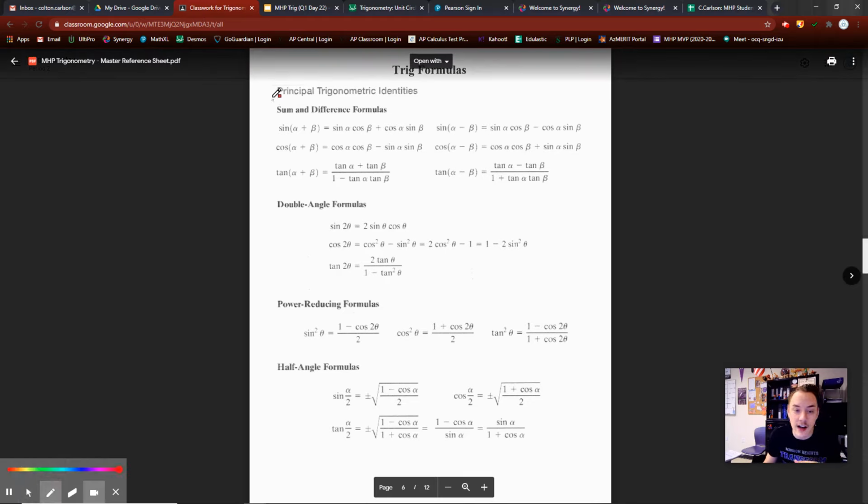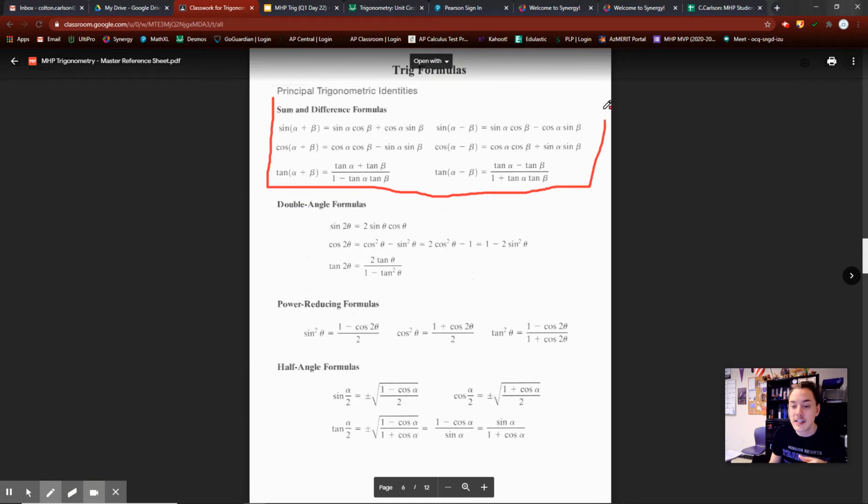So if you want to highlight this, this is 6.2. We will go through the sine and cosine. That's the 4 right here: 1, 2, 3, 4. And then soon we will go through the tangent ones. Okay? So that's what we're going to be doing today.